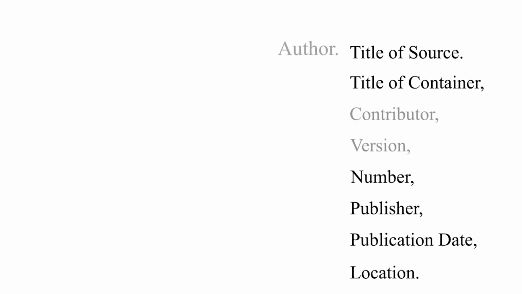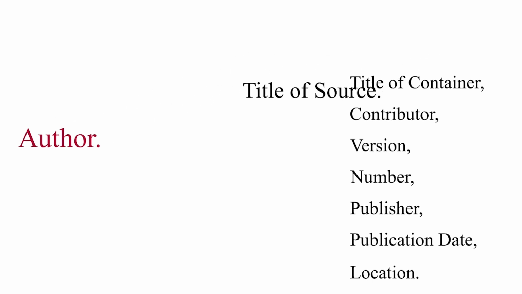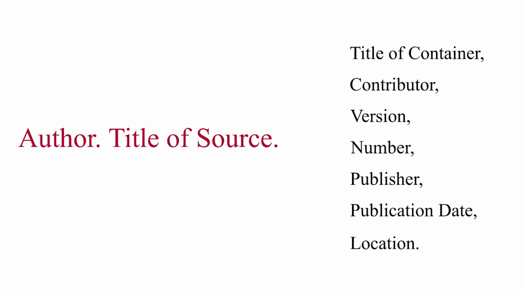The word author moves from the top of the list to stand on its own in a new sentence. The first element is the author, or the primary creator of the work that you are citing. The phrase title of the source moves from the top of the list to be next to the word author. Next is the title of the source, which is the title of the work that you are citing.